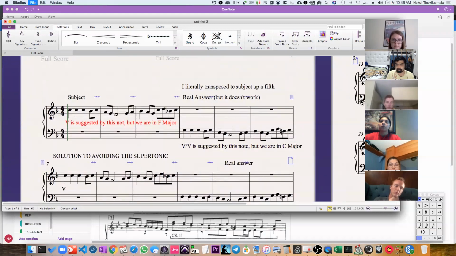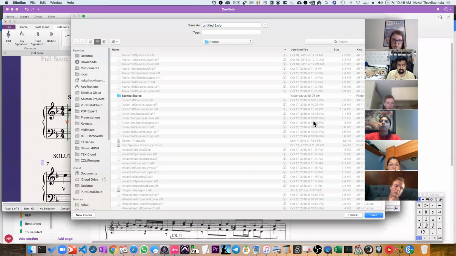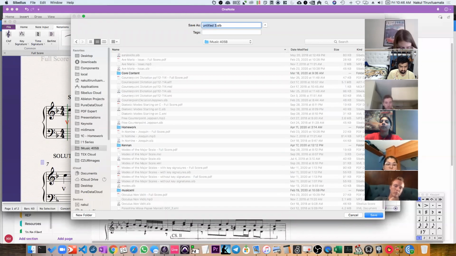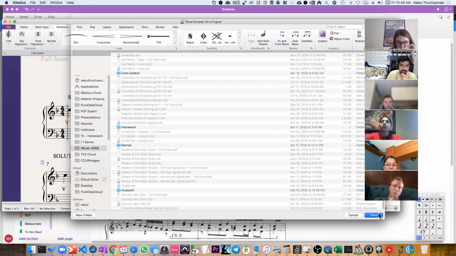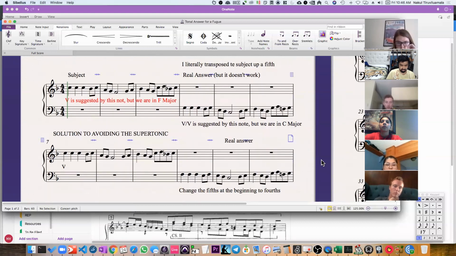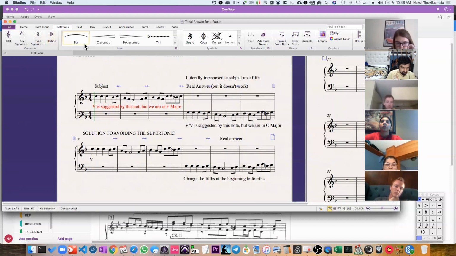So not so bad. Let me actually save this. I think this might be worth saving. Fugue, tonal answer for a fugue. And actually, let me just export this.